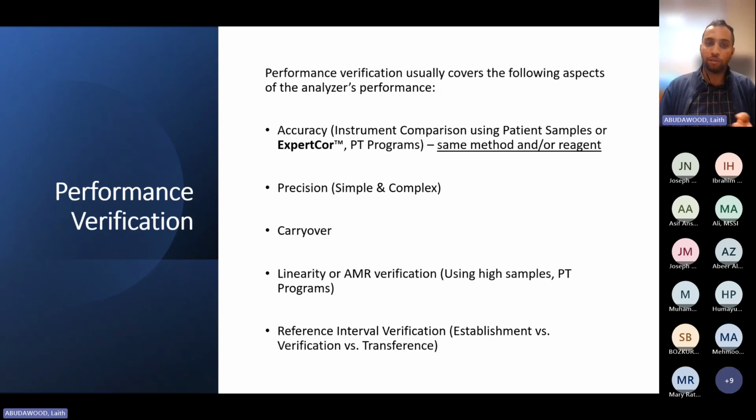Wrong treatment for the patient, wrong diagnosis for the patient. If my high samples are reading low on the analyzer, again, it's wrong diagnosis for the patient. One point I forgot to mention: how do I evaluate instrument comparison?